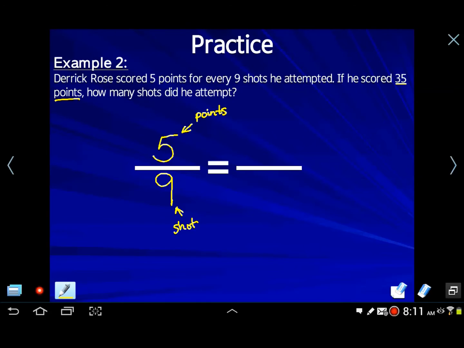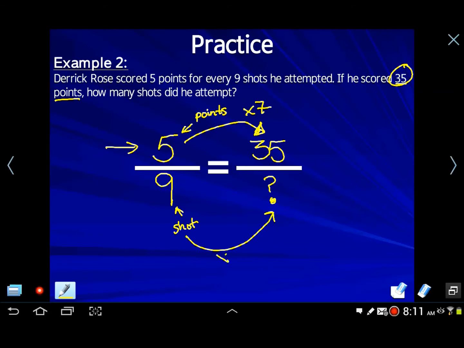So where should we put 35? 35 is a points number, so we want to match it up with the other ratio. So points is on the top here, so let's put points on the top here. So 35 here, and this is going to be our unknown. So how many times does 5 factor into 35? Well, it factors into it by a factor of 7. And then do the same thing with 9. So this is just a matter of multiplying 9 times 7, and you get 63. According to this problem, Derek Rose took 63 shots. That sounds like a lot, probably is, but I just made up this ratio.